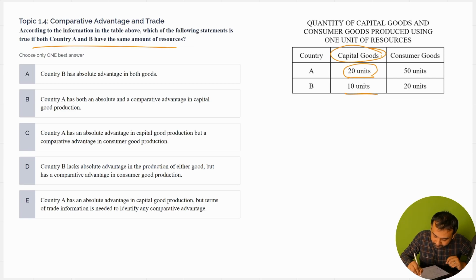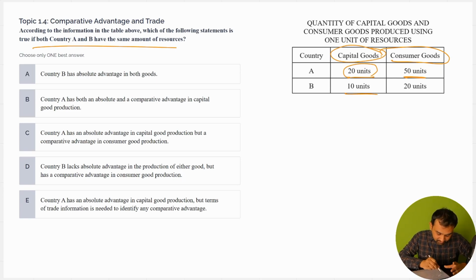Now, what about consumer goods? Well, same story here. Country A can produce 50 units of consumer goods, whereas country B can produce 20 units. And since they're using the same amount of resources, we can deduce that country A is indeed more efficient at producing consumer goods as well. So in this story that we have been given, country A has absolute advantage in both goods. When you see questions like this on comparative advantage and absolute advantage, it's a good idea to check whether the absolute advantage answer that we found is correct or not. That will help you save time in the exam.